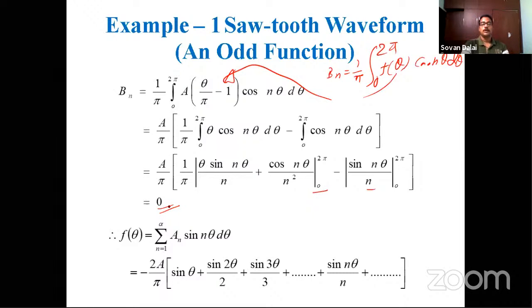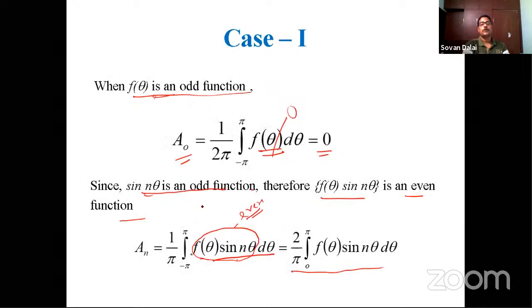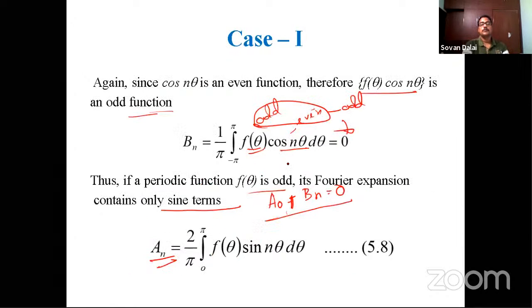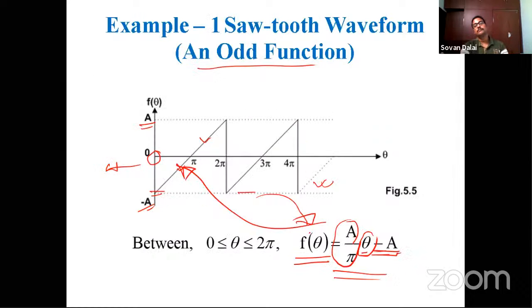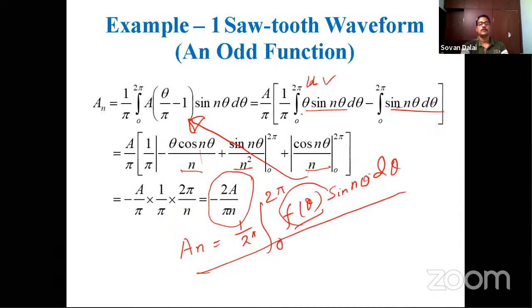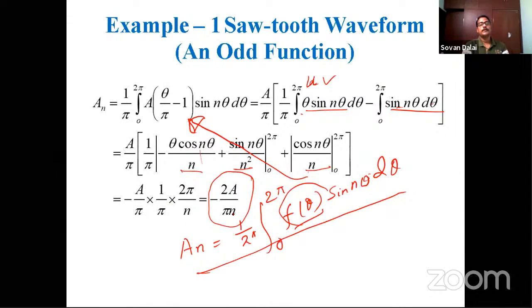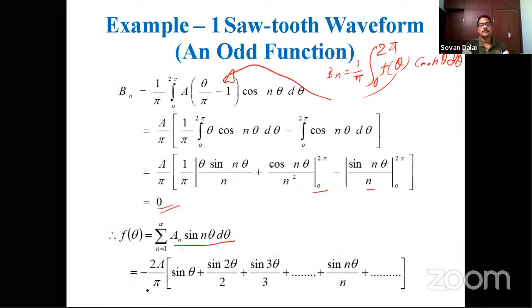If you remember, whatever we mentioned in the case of odd functions, only the an term is present and the bn term is 0. So in case the periodic function f theta is odd, its Fourier expansion contains only the sine term. As per the previous discussions, a0 is 0, an has a definite value minus 2a by pi n, and bn is equal to 0. So f theta is composed only of components having the sine term, and according to that formula, when n equals 1, the value is minus 2a by pi into sine theta. So the first term is minus 2a by pi sine theta.